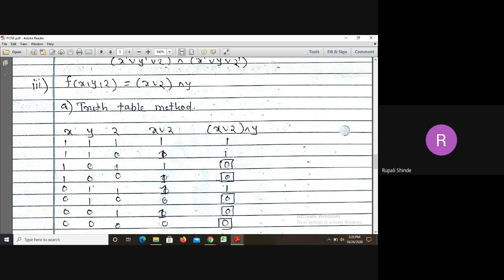What will be the first max term then? Our rule is if the value is 1, then we take the complement of that variable. And if the value of that variable is 0, then we consider it in its original form. X complement, Y, Z complement. And what is the symbol or operation to connect these variables? XOR. Yes, correct. That is X complement XOR Y XOR Z complement. This is our first max term.